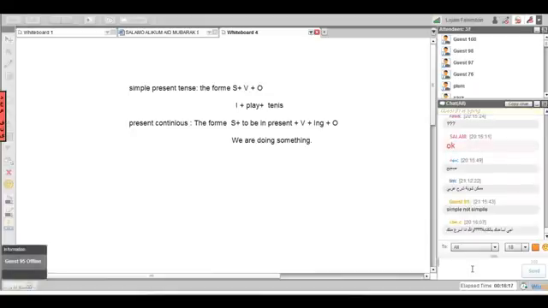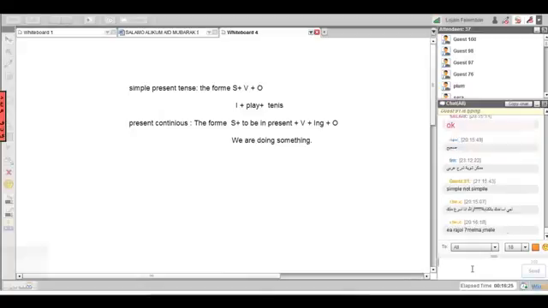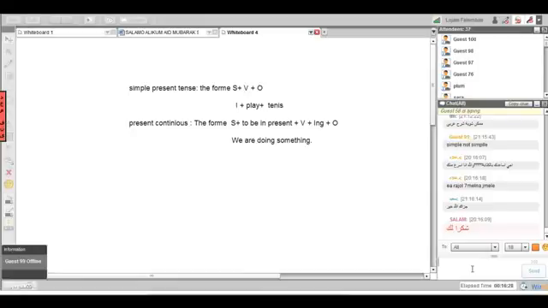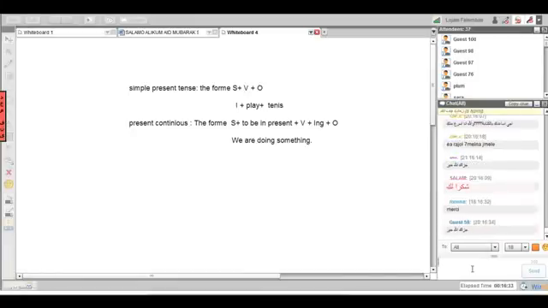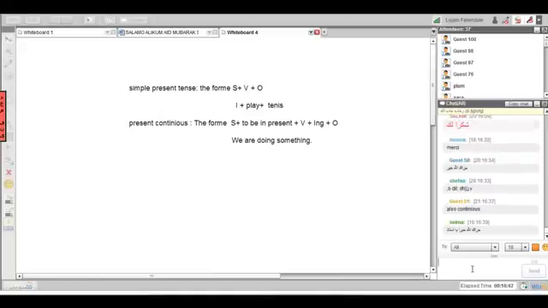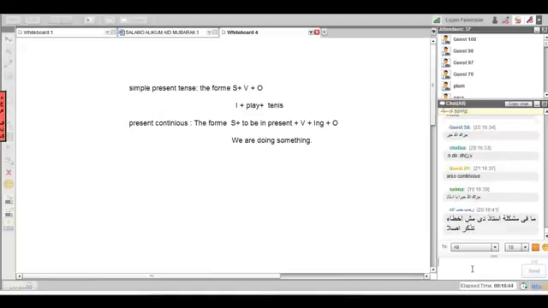اوكي مفهوم؟ Okay, the use of present continuous. As we have seen, we use present continuous for many things. First of that, okay, as I said, we use the present continuous when we want to describe something in the time of speaking.